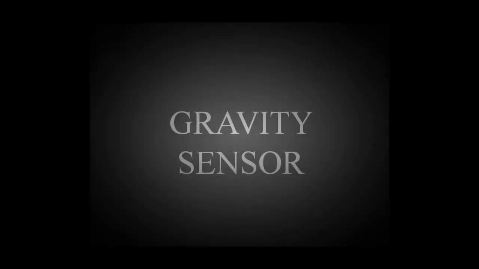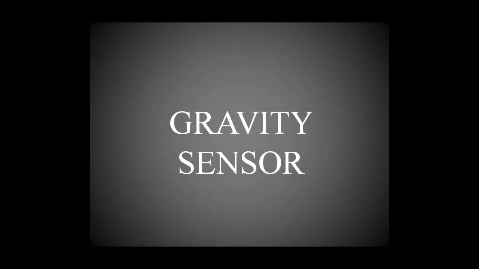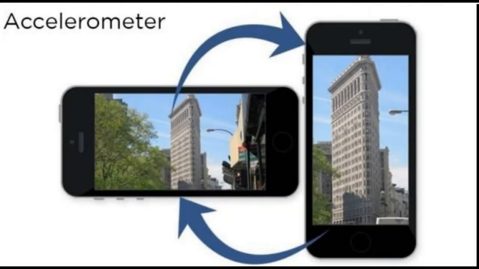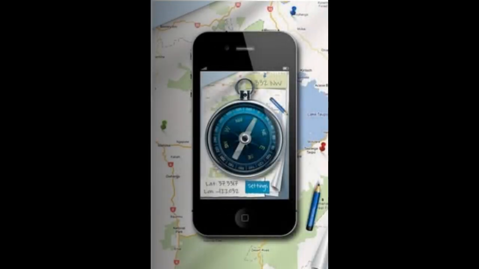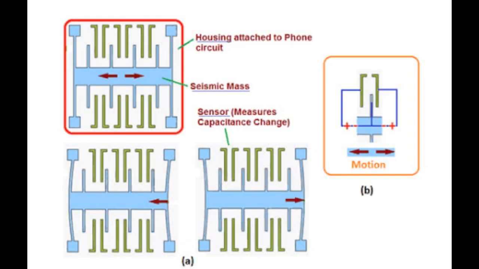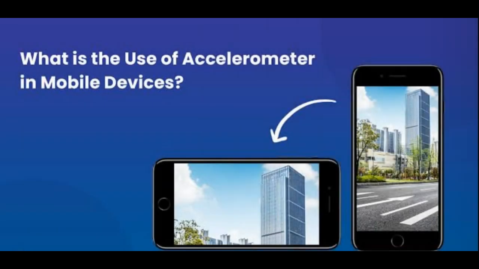Let's talk about the gravity sensor. It is also called an accelerometer. It allows our device to automatically switch between landscape and portrait mode, count our daily steps, identify viewing orientation, use compass apps and recognize motion gestures. Let's talk about how it works. The sensor measures change in the distance between the capacitance plates caused by the motion. In this way, the gravity sensor works. This is about the gravity sensor.